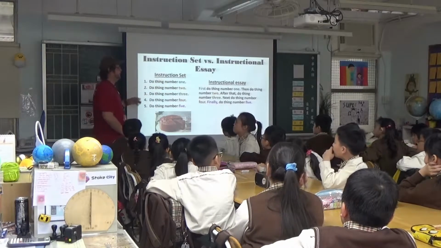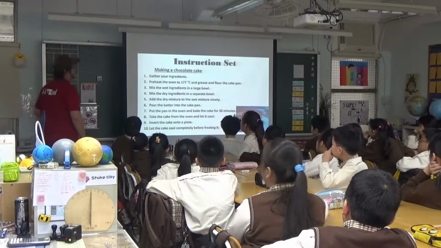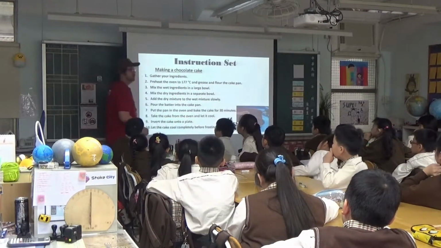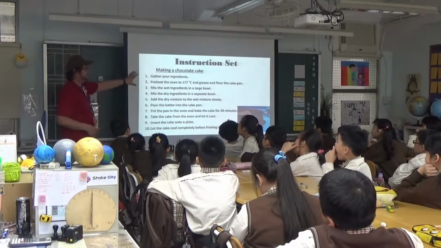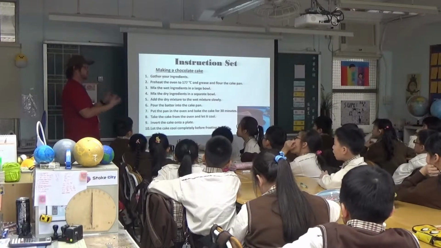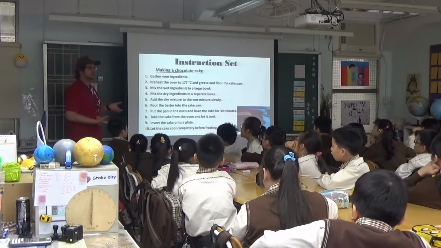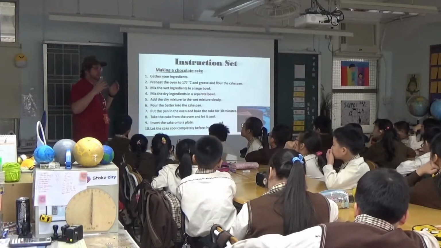Yes. But if I make an instructional list, if I go one back, what do you see happens to my paper? Look here and here. I'm doing what? I'm wasting space. Yes? You see all the white space? So if I want to make a book that tells you how to do something, am I going to use an instruction set or an instructional essay? Instructional essay, because I'm not wasting paper, I'm not wasting space.